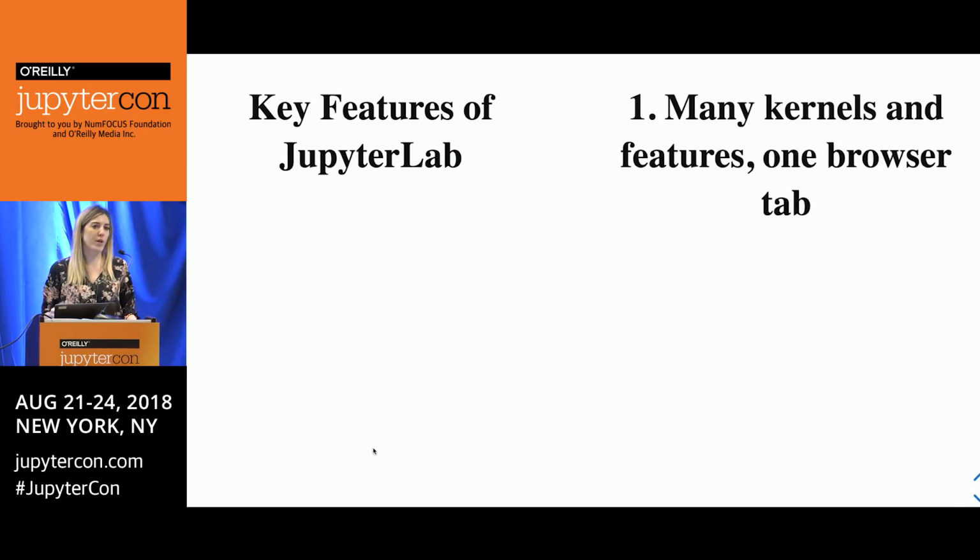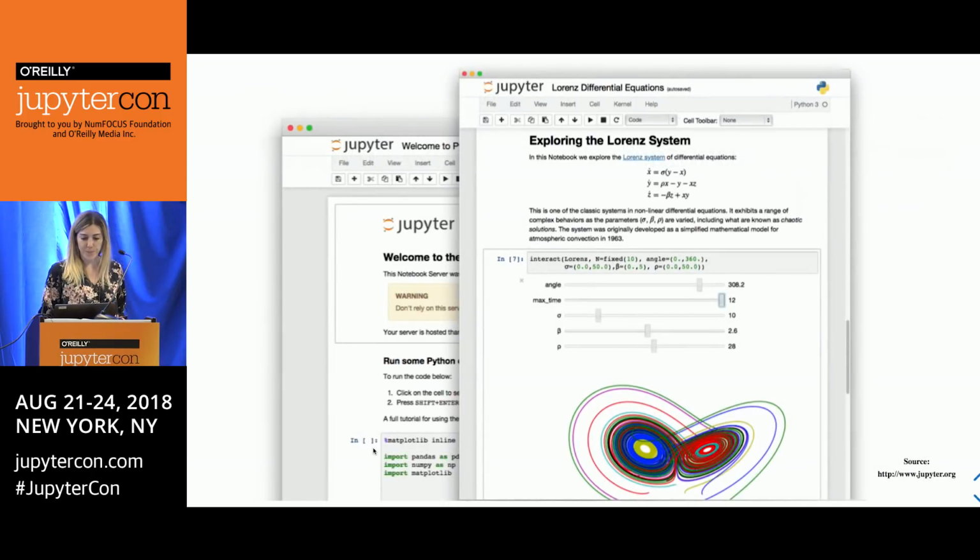I won't spend too much time on this because we are at JupyterCon. I think some people are probably already pretty familiar with JupyterLab, so I'll just highlight the features that I like and that I think work really well with Plotly and Dash. The first is that you have many kernels and features, but only one browser tab. So your classic notebook view just looks like this, which is very nice.